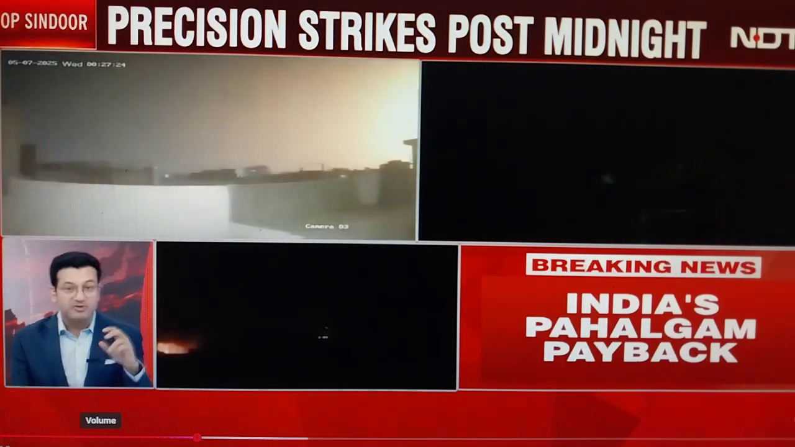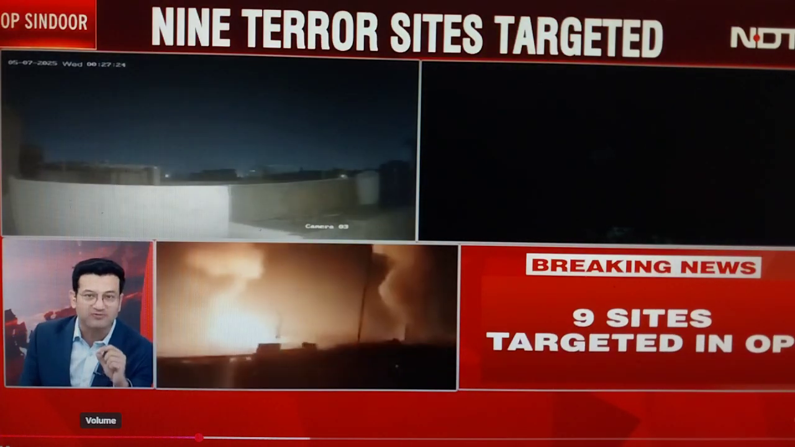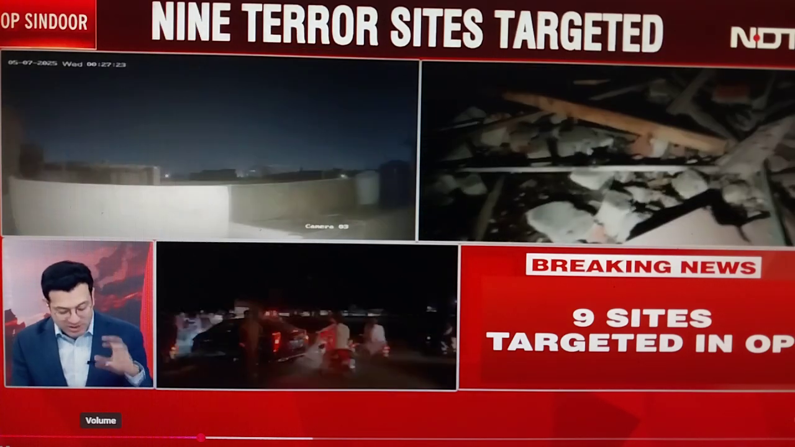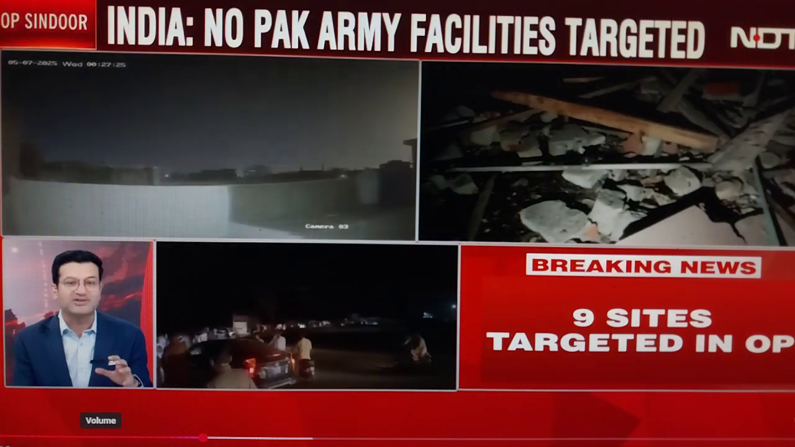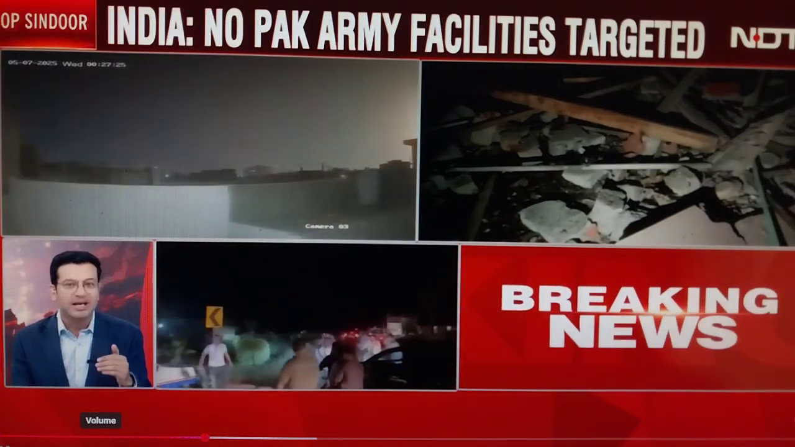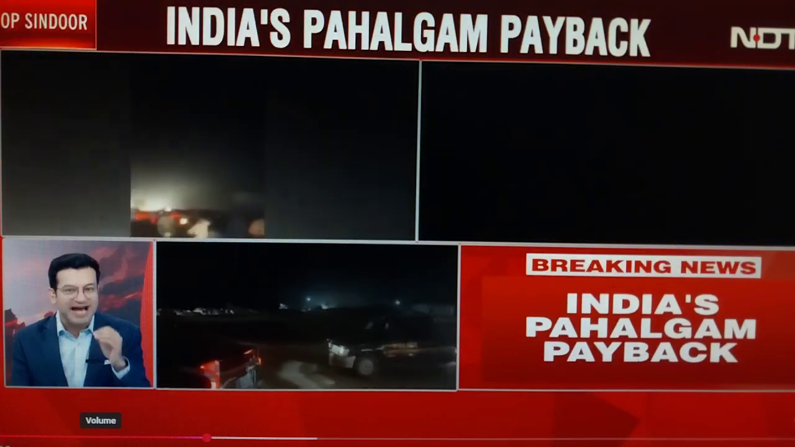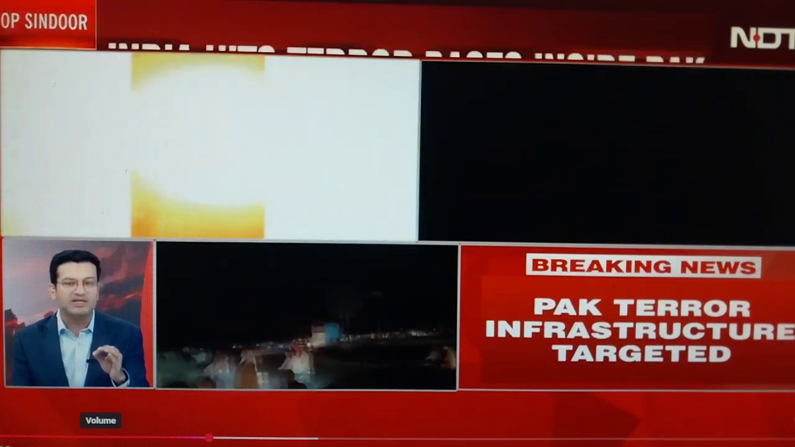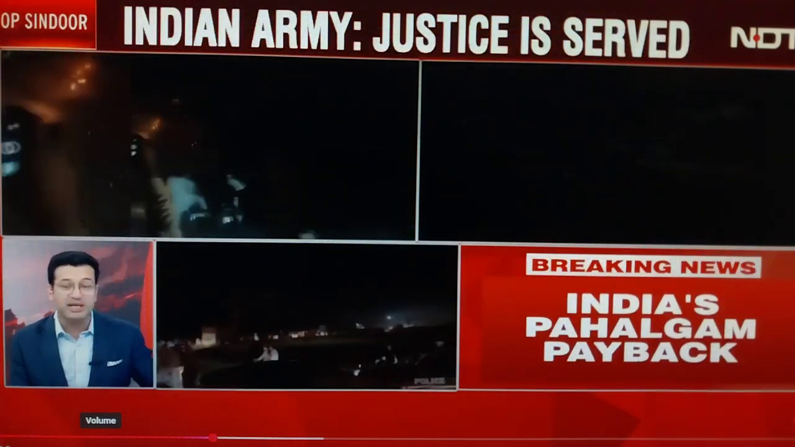Shiv, just explain to our viewers a little further, what are these weapons? How do they, in fact, react? Because we have seen that these are very precise targets which have been hit by the Indian Air Force and the Indian Army.